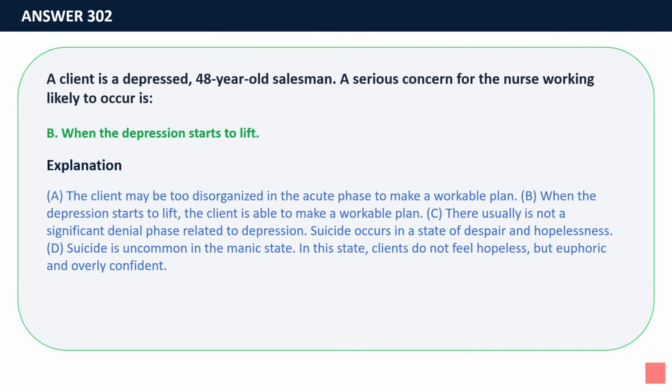Answer: B. When the depression starts to lift. Explanation: A. The client may be too disorganized in the acute phase to make a workable plan. B. When the depression starts to lift, the client is able to make a workable plan. C. There usually is not a significant denial phase related to depression. Suicide occurs in a state of despair and hopelessness. D. Suicide is uncommon in the manic state. In this state, clients do not feel hopeless, but euphoric and overly confident.